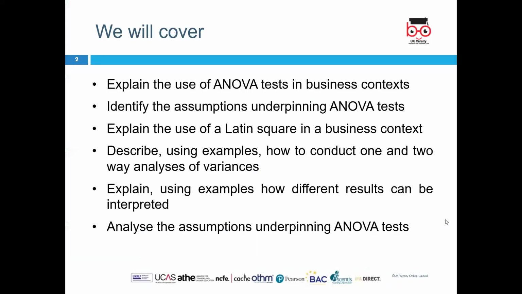In this session, we will explain the use of ANOVA tests in a business context, identify the main assumptions which underpin the ANOVA tests, then explain the use of a Latin square in a business context, then describe using examples how to conduct one and two-way analysis of variance, and explain using examples how different results can be interpreted. And finally, we will also analyze the assumptions underpinning ANOVA tests.